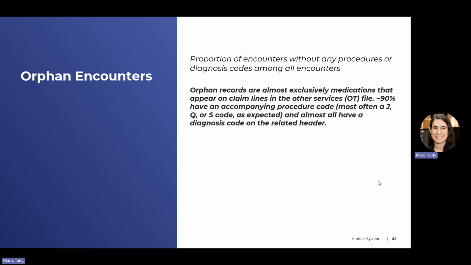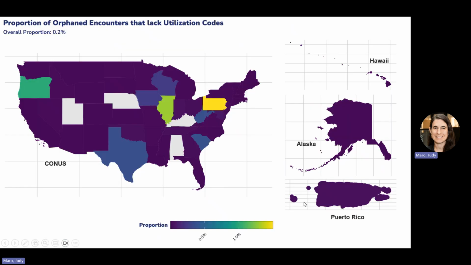All of this is a uniqueness of how the data are in Medicaid. 90% of them did have an accompanying procedure code, and almost all of them had a diagnosis code on the header file. So this is just the difference in how the data are contained in the data set and where they appear. This is a very strict sort of data quality issue about how the data are being reported.